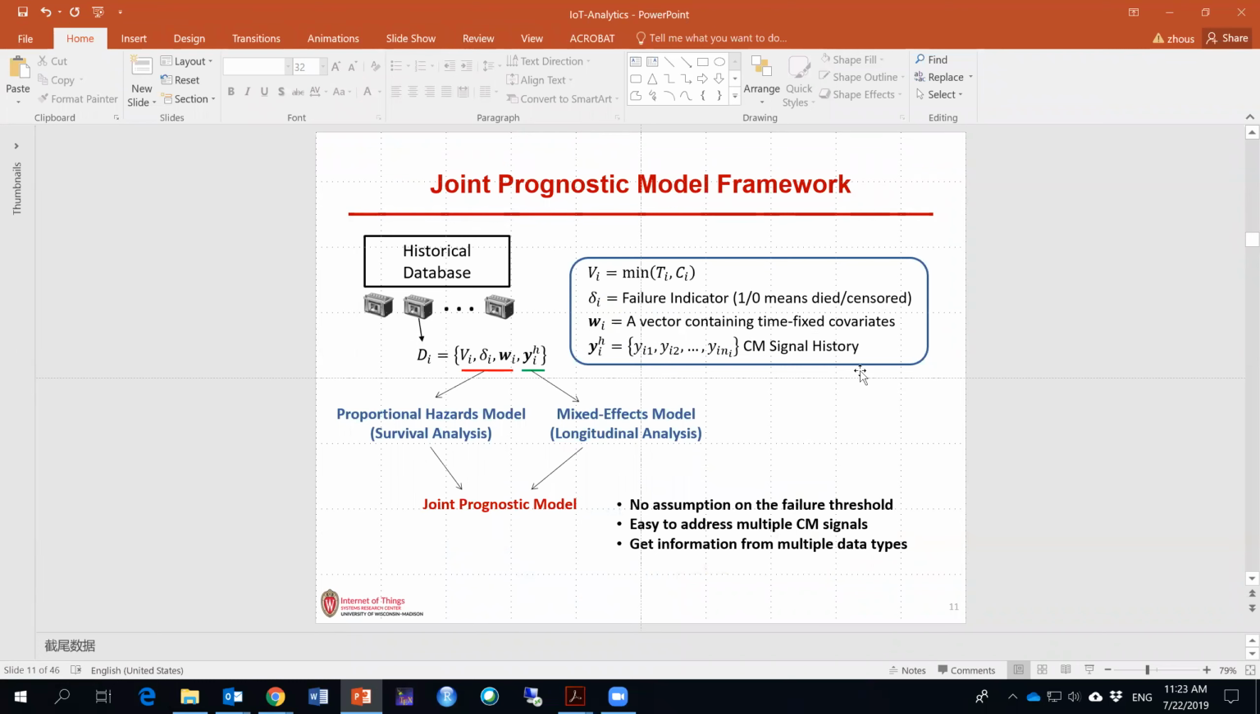This model incorporates these 2 types of data together. One model is called the mixed effect model. Essentially, it's a model to describe the degradation signal and make predictions of the future degradation signal value. Another model is a classical survival model called the proportional hazard model. Essentially, it's a Cox proportional hazard model. This model makes a prediction of the failure event occurrence, so it deals with failure event data. The mixed effect model deals with continuous degradation signal data.